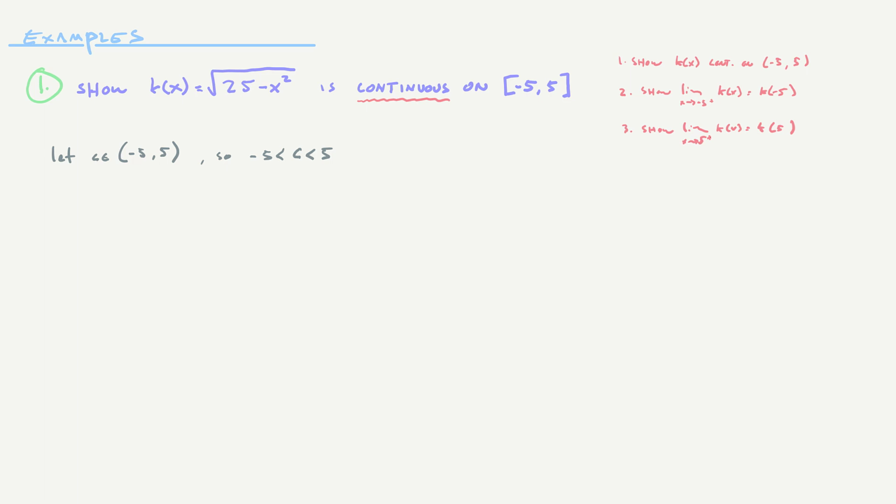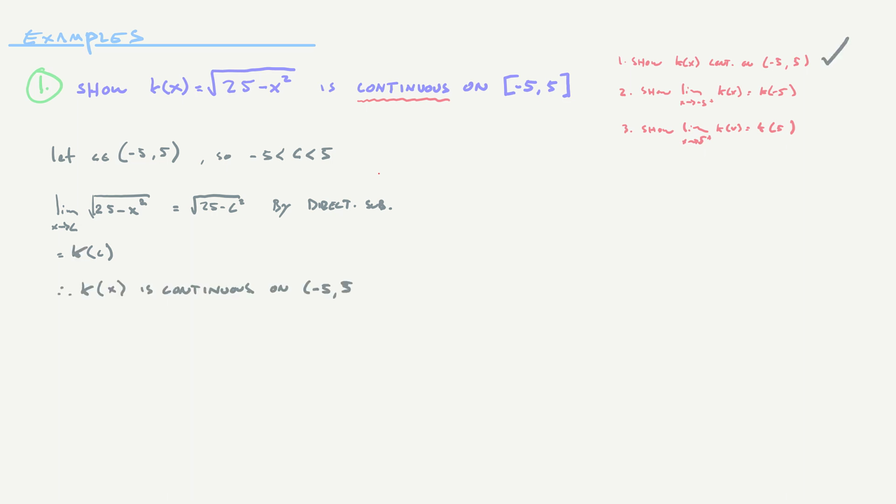So we're going to let c be some arbitrary point in the open interval -5 to 5, meaning that c is between -5 and 5. Pick whatever you want. It's arbitrary. But I'm going to show you that the function is continuous at c. We know that the limit as x approaches c of the square root of 25 minus x squared is equal to, by direct substitution, the square root of 25 minus c squared, but that's just k of c. That's the definition of k of c. So k of x is continuous on -5 to 5.